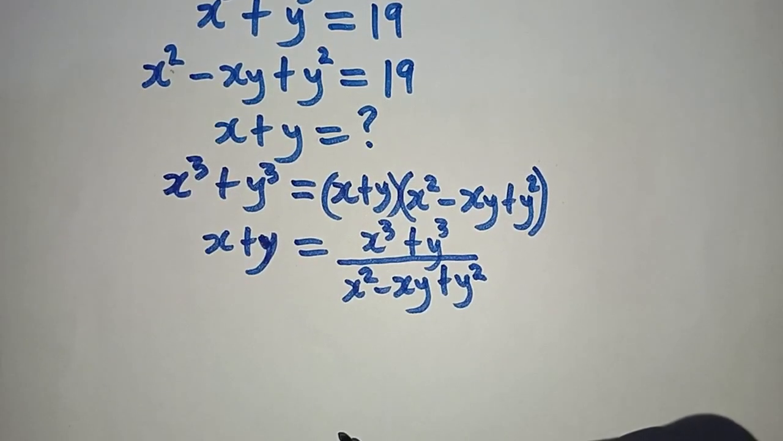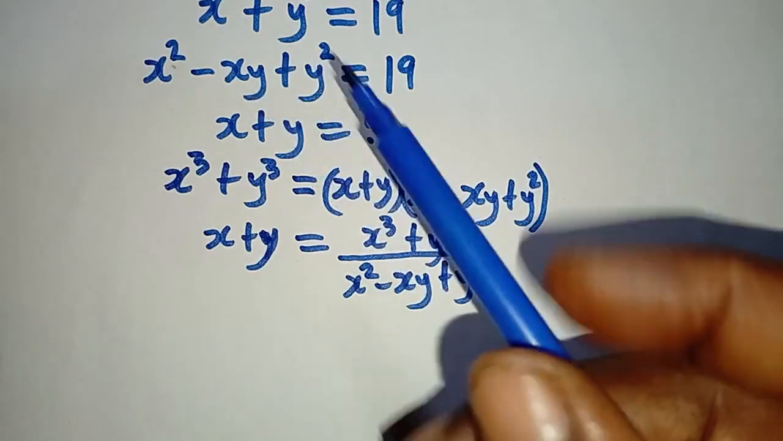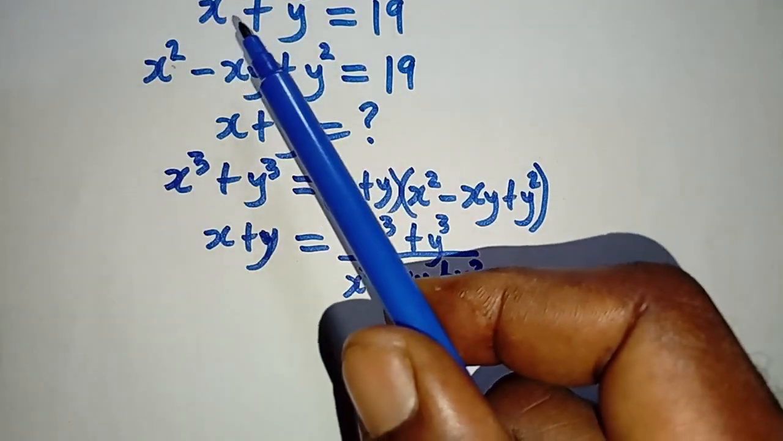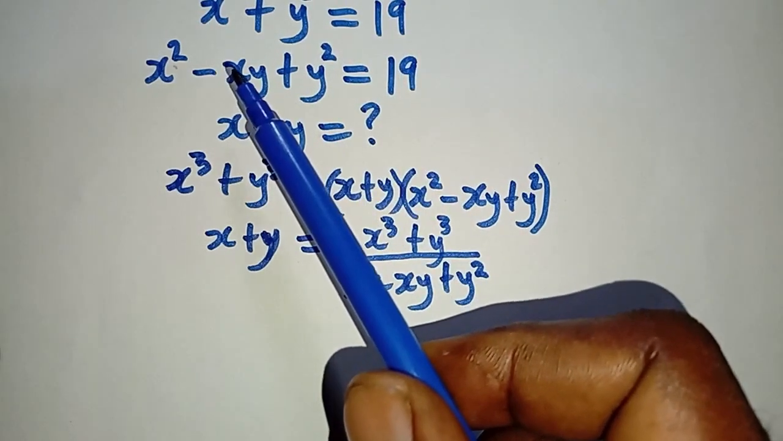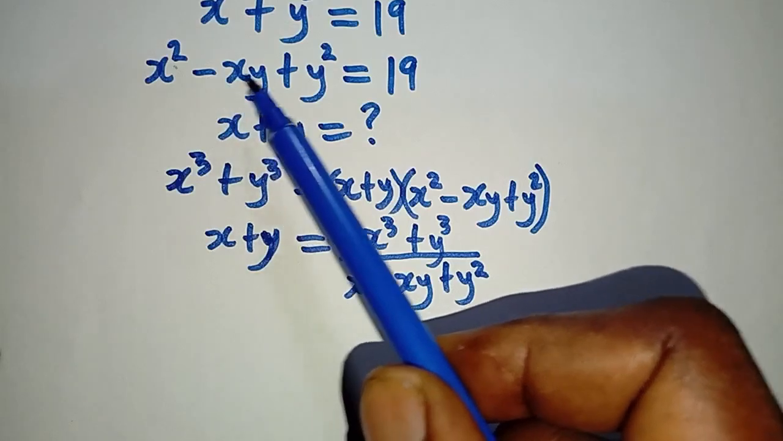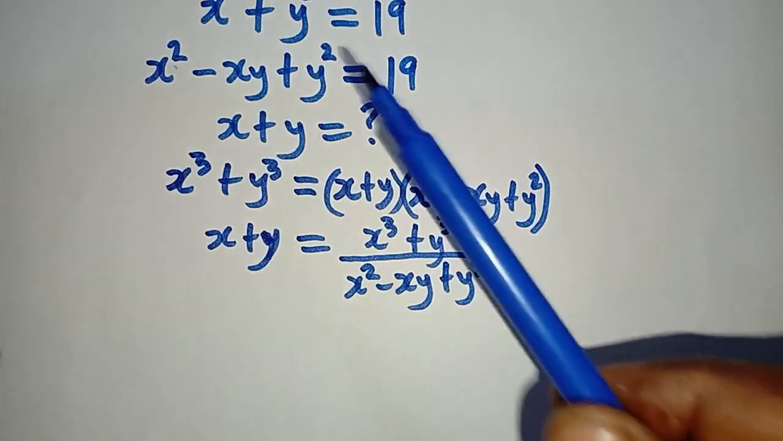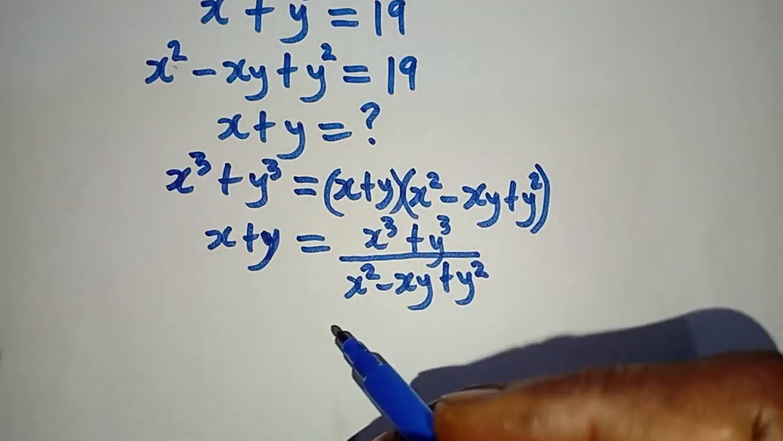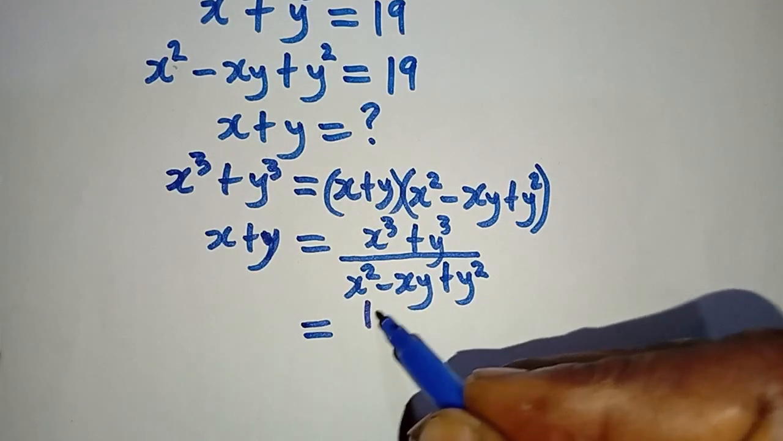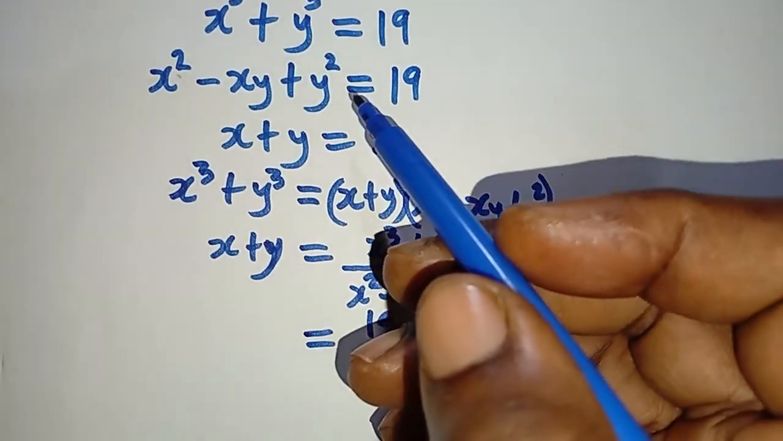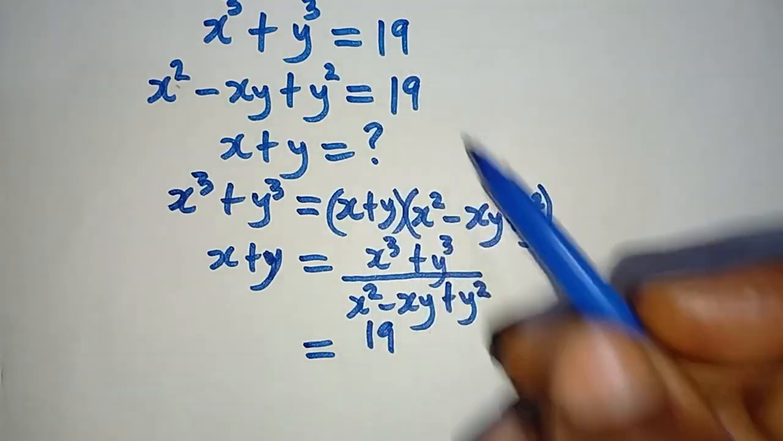Now, if we check, you can see that from the question, x cubed plus y cubed is equal to 19. And then we also have x squared minus xy plus y squared is equal to 19. So that means we have 19 on the top side, because that's what is given to us at the beginning of the question, that x raised power 3 plus y raised power 3 is 19.